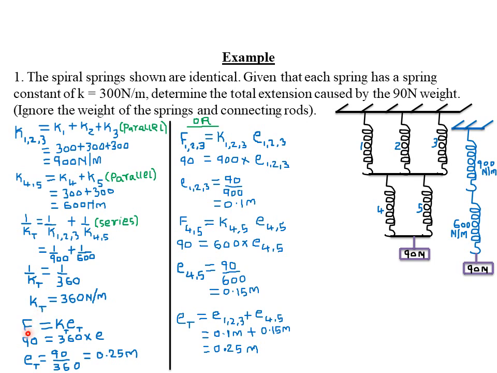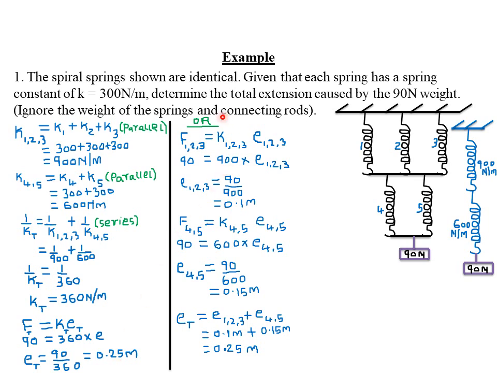So that means that it is 90 Newton. So 90 Newton will be equal to K total, which we have found as 360 Newton per meter, times E total, that is the total extension. So 90 is equal to 360 times E total. To find E total, I'll divide both sides by 360. So E total is equal to 90 divided by 360. I'll obtain 0.25 meter. So that is my total extension.